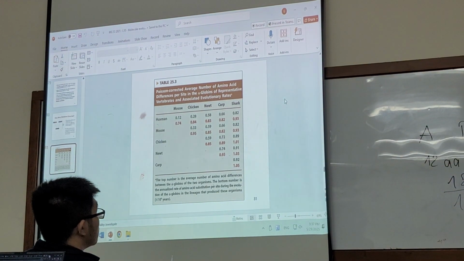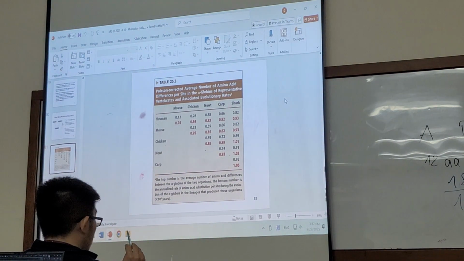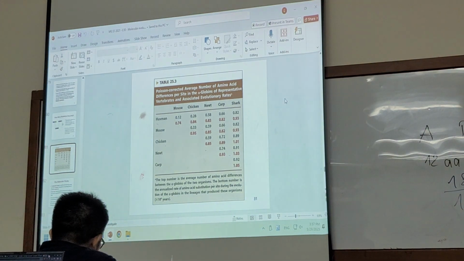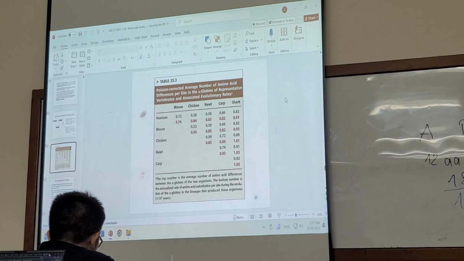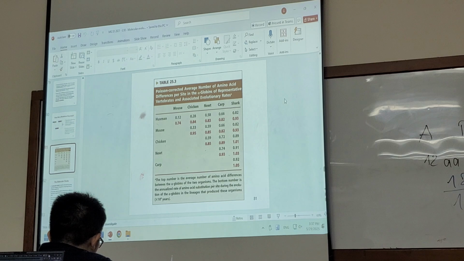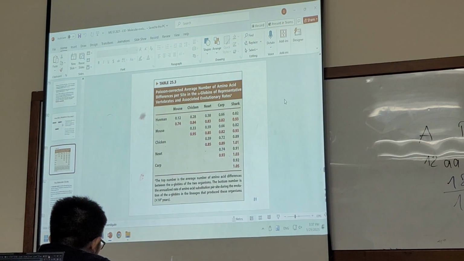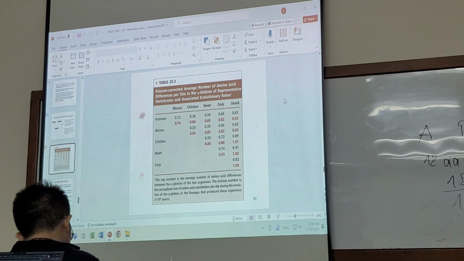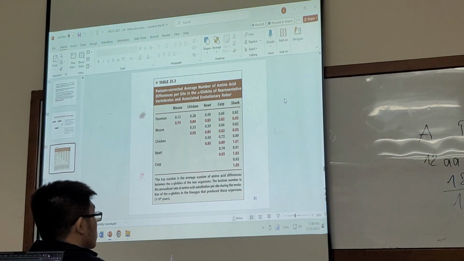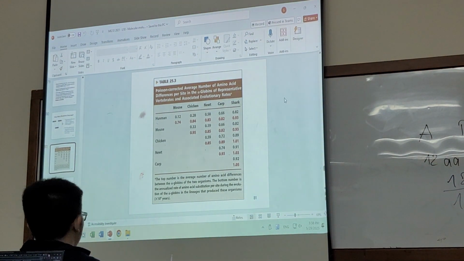24. Who has a different answer? Only one answer, 24. Who had a different answer? Quickly, we don't have much time. 24 is wrong. 12 is right. Why 12?